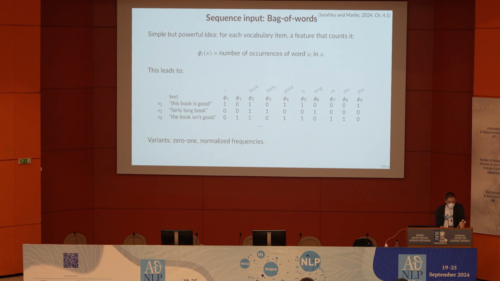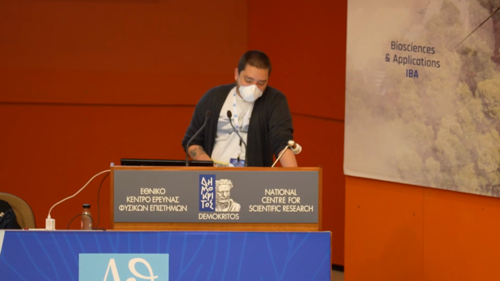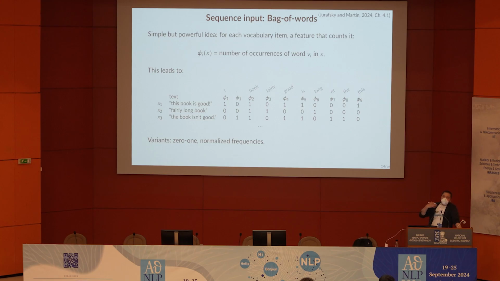So if we have a data set that contains this sort of English fragments, they're not really sentences. Like, this book is good, fairly long book, the book isn't good. One way you could build a vocabulary out of this is, this is where the messy part comes in. What do you break is, if you have an exclamation mark after good, is this a single word or not? We're gonna say it's 2 words, right?